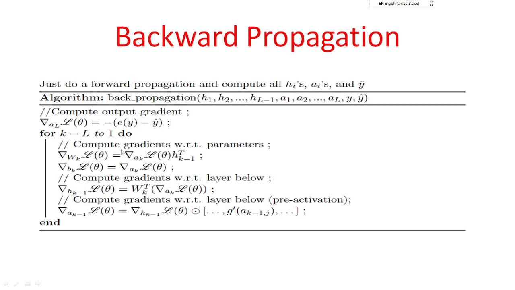Then you do the backward propagation. Now you compute the loss function. You find the gradient of the loss function with respect to what? a_L, the output layer. Then for k = L down to 1, compute the gradients with respect to the parameters, then the gradients with respect to each layer, and compute the gradients with respect to the layer below for the pre-activations. This is how you perform backpropagation.